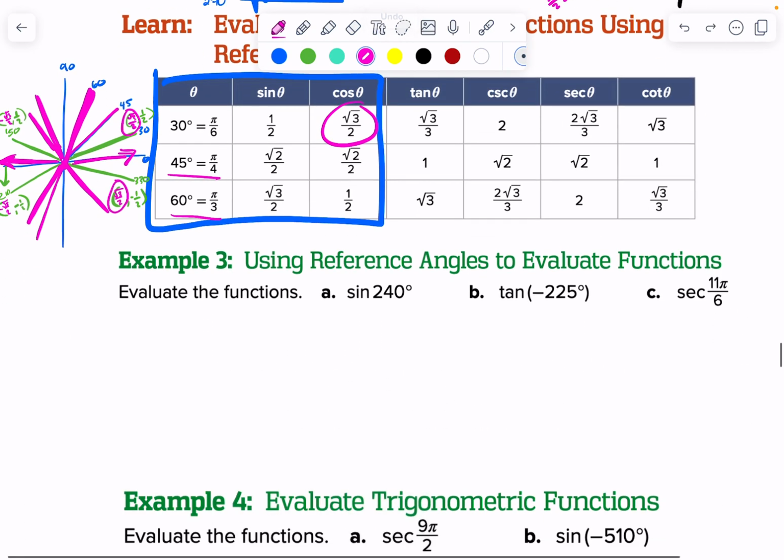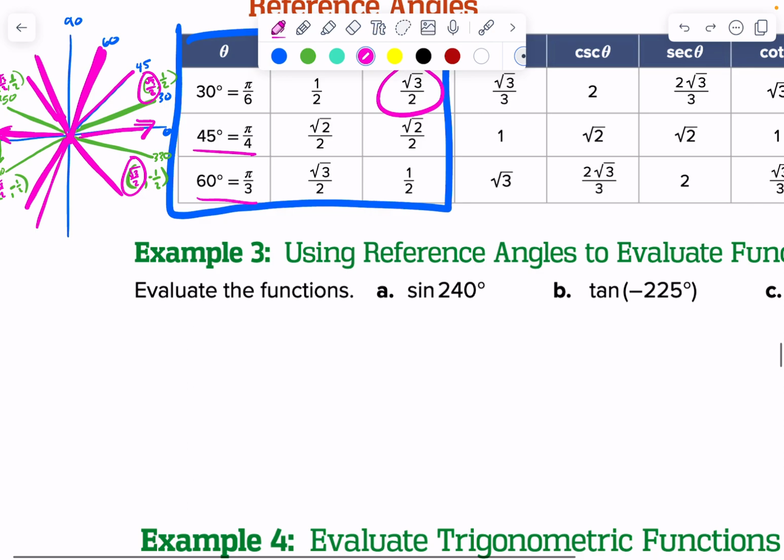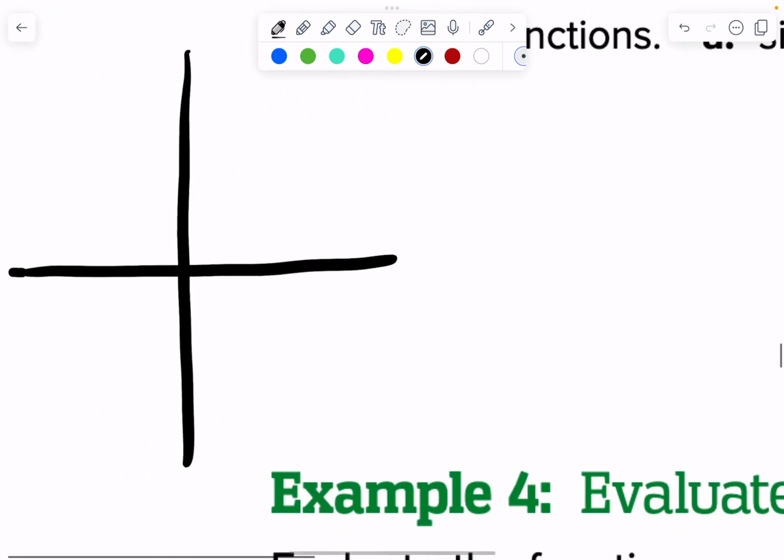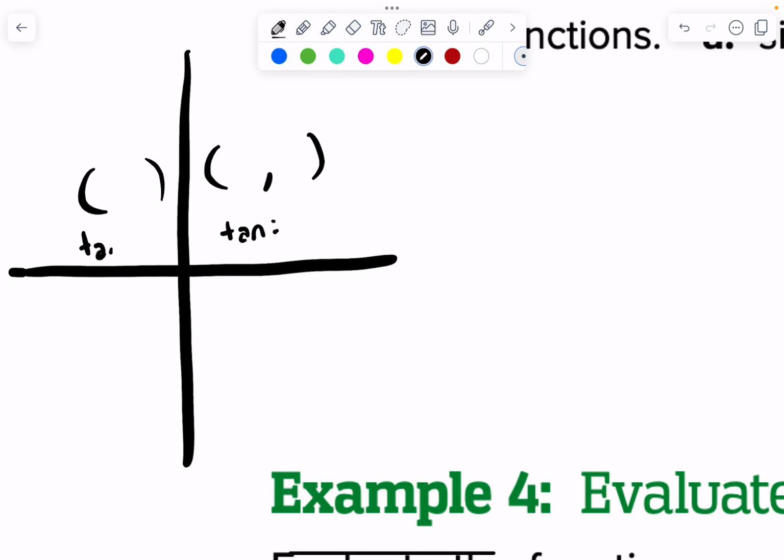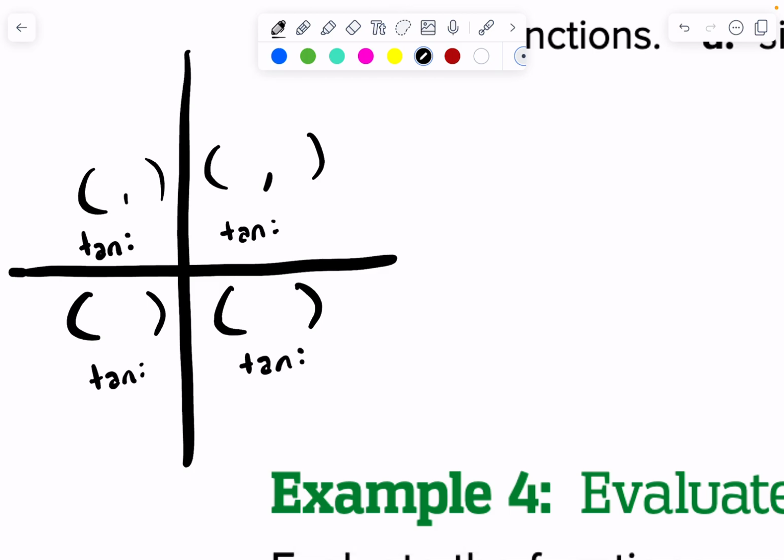So what I want you to do is, let's make another little chart right here real quick. We need to add this to your unit circle yet. In this little chart right here, put this down. I'm going to do an x, y coordinate, and then we're going to do tangent. And we're going to do an xy coordinate, and then tangent, and then xy, and tangent. And this is just telling you the sign of everything in each one of those quadrants, okay?